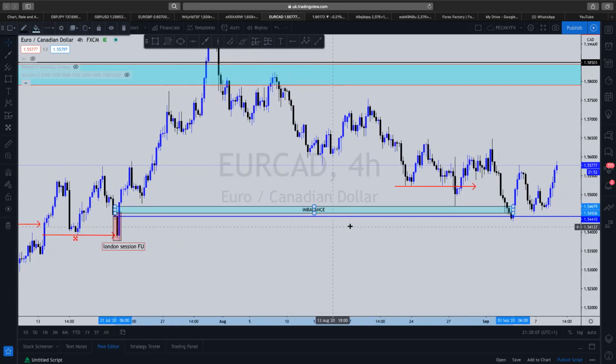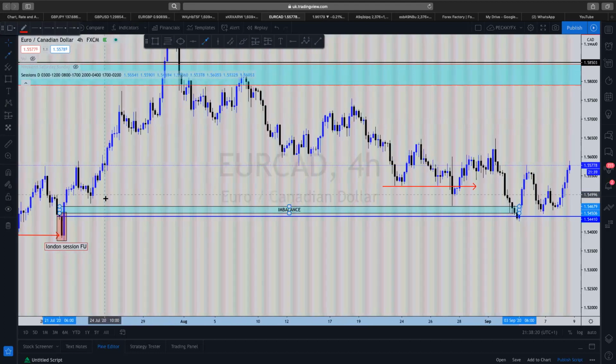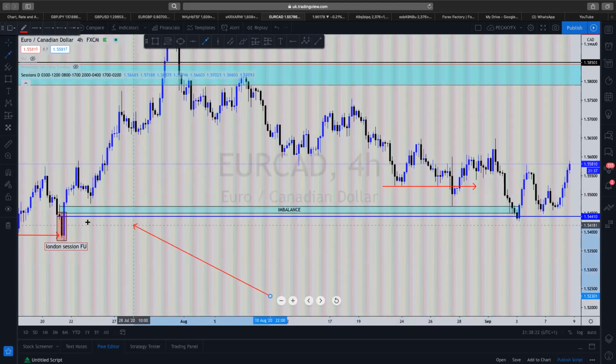Okay, now let's see. Remember what I taught you about session timing. Remember that was done during what? This candle was actually printed during the London Open.